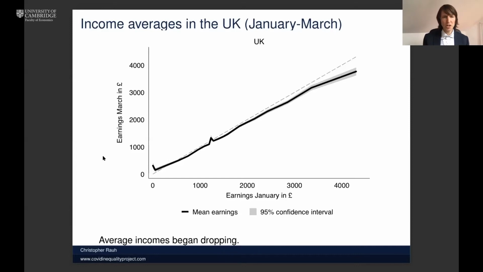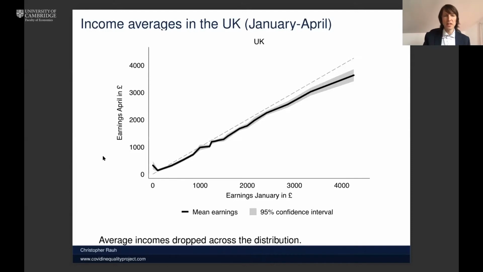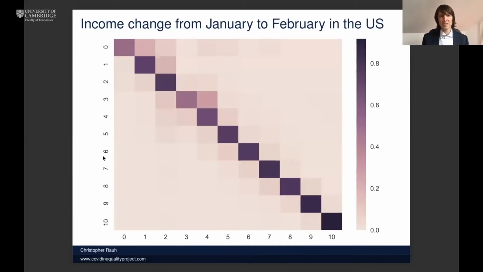But we can see in March, this line already starts dropping below the 45-degree line. So incomes already were decreasing in March, and even more so in April. In April, you can really see how this line drops below the 45-degree line across the entire distribution. So no matter how much you earned, on average you could expect to be earning less in April. But this average masks a lot of heterogeneity in terms of the dynamics.